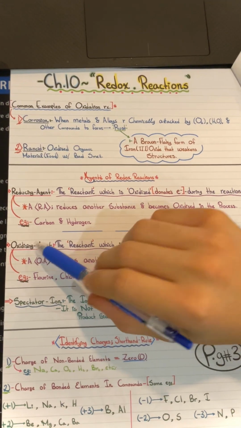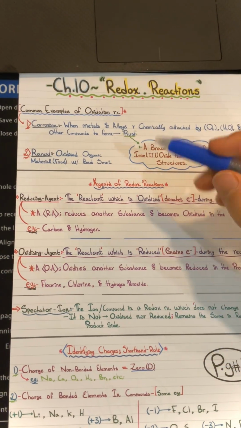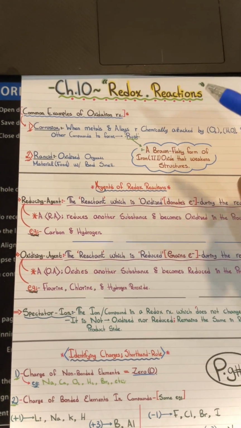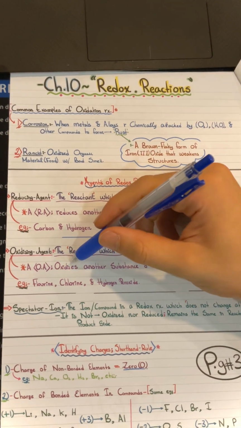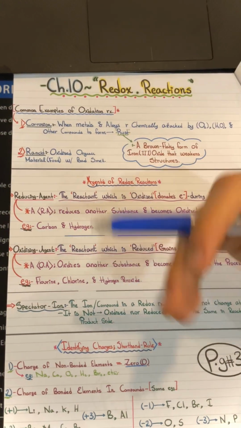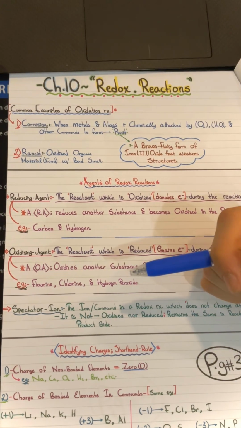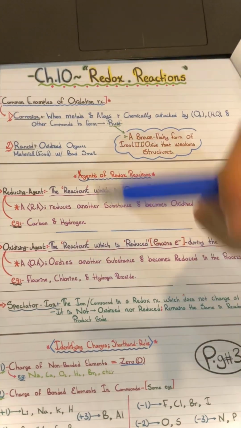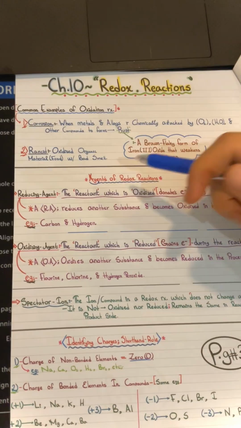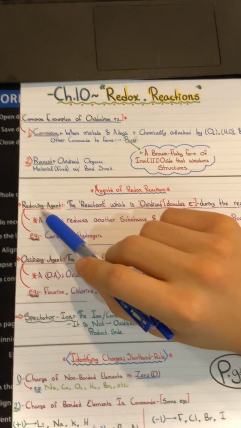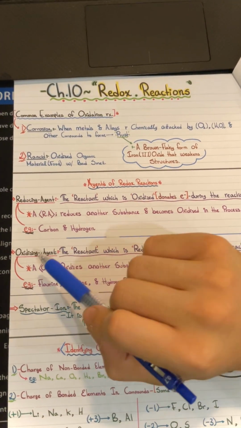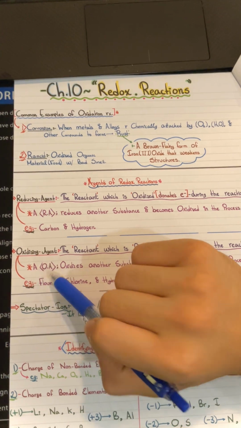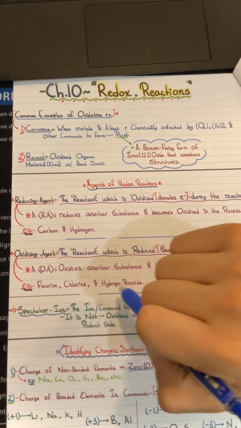Oxidizing agent does the opposite. The reactant which is reduced gains electrons, okay? It oxidizes another substance, meaning it takes electrons from another substance, so that substance is losing electrons and becoming oxidized, okay? Some examples of common reducing agents include carbon and hydrogen. Examples of common oxidizing agents include fluorine, chlorine, and hydrogen peroxide.